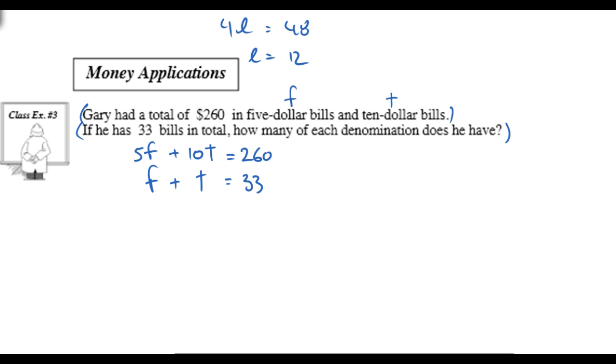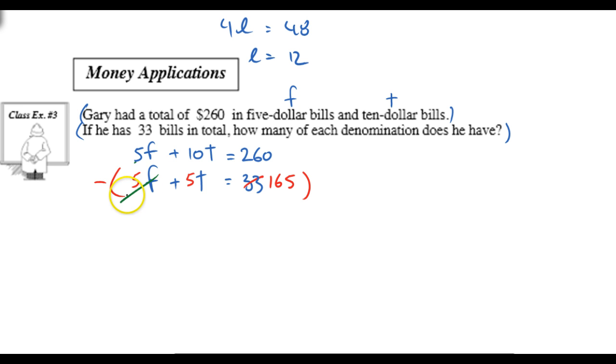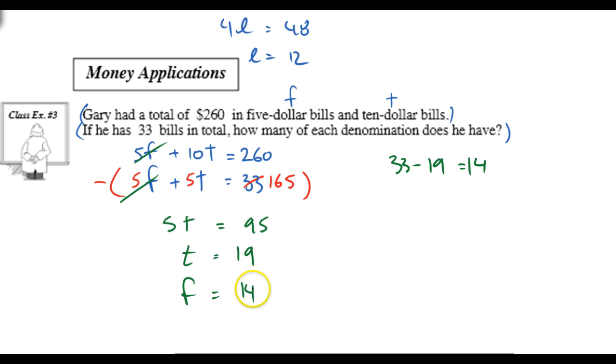And now we might do an elimination here. I'm going to multiply both by 5 here, and now I'm going to subtract these two equations to get rid of the F's, the $5 bills. So I have 5 T, the $10 bills, equals 260 minus 165 to get 95, and then T equals 19. So he has 19 $10 bills, and then 33 minus 19 gives me 14 $5 bills. 14 $5 bills.